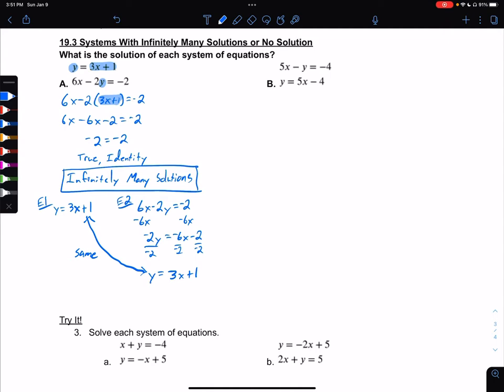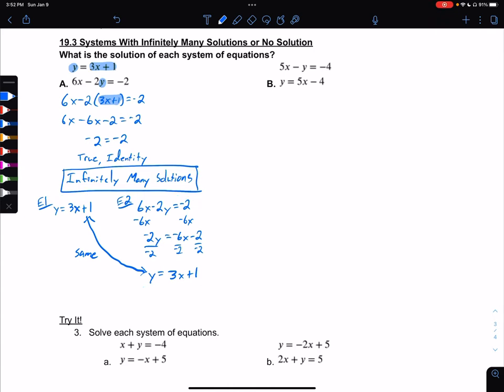So although they're written in different forms, one is in slope-intercept and one's in standard form, if you put them in the same form, you'll realize that they are the same equation, they're the same line, so that's why you have infinitely many solutions. You wouldn't need to show this work down here, but that just backs up your statement of why there are infinitely many solutions.